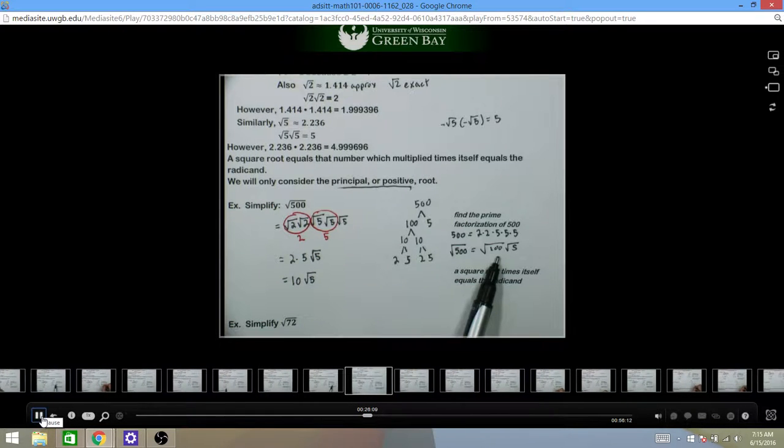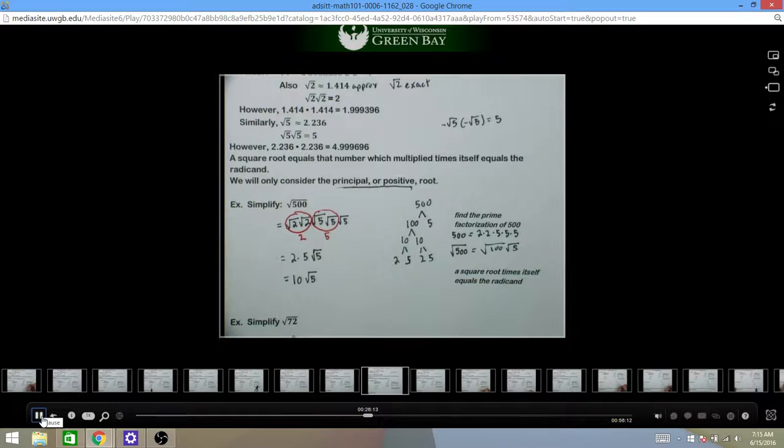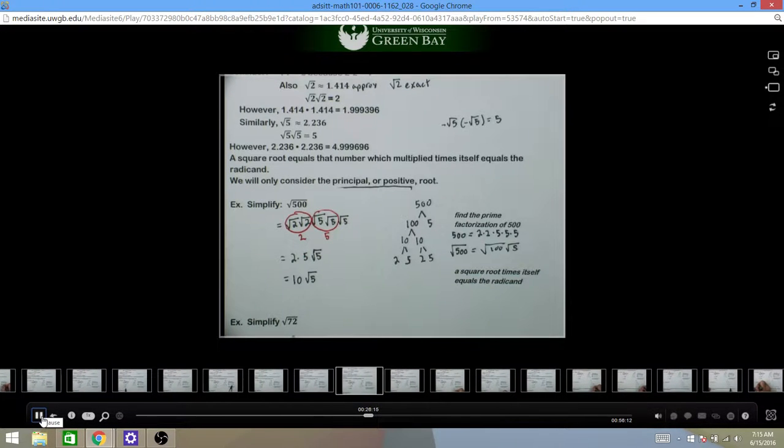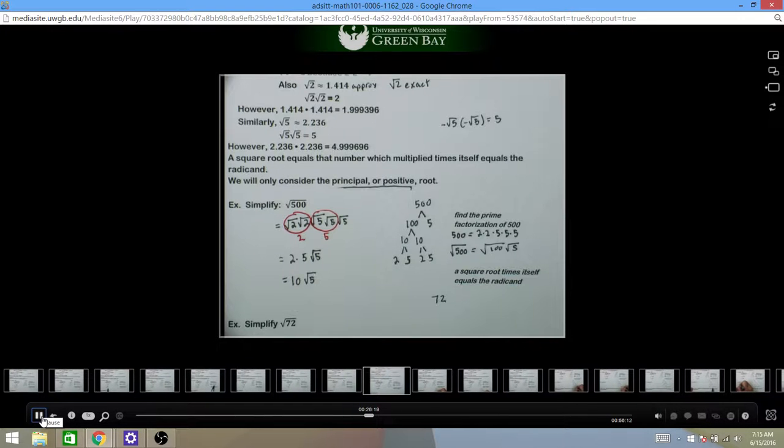Okay, can you find the prime factorization of 72? Can you take the 72 and see how you would divide? You can see it's even, so you can start with 2 if you don't know how else to start. Okay.